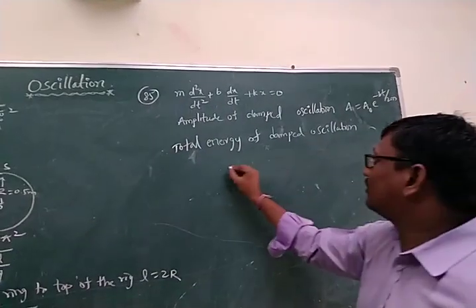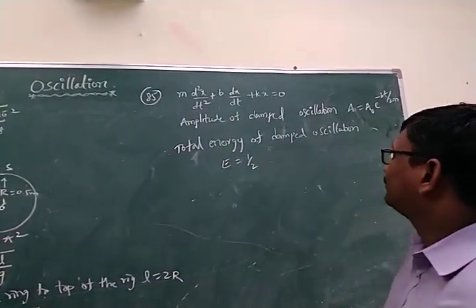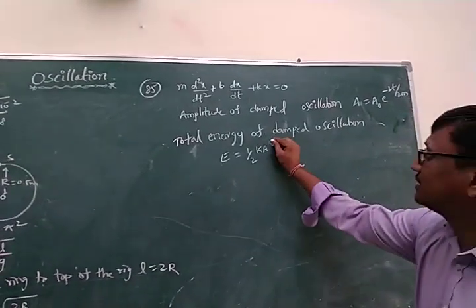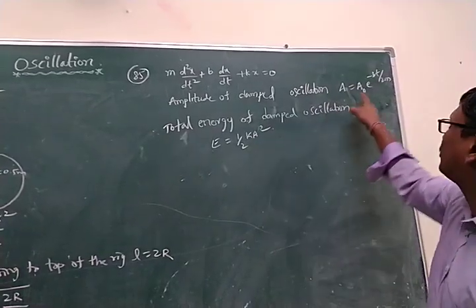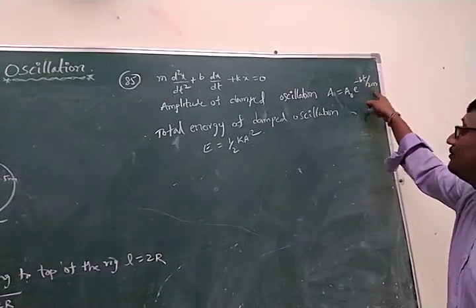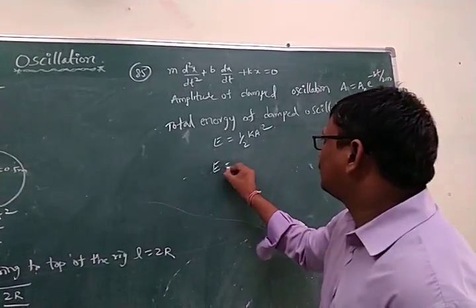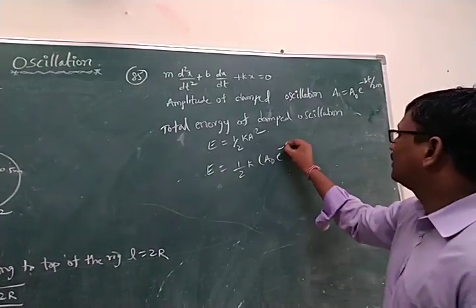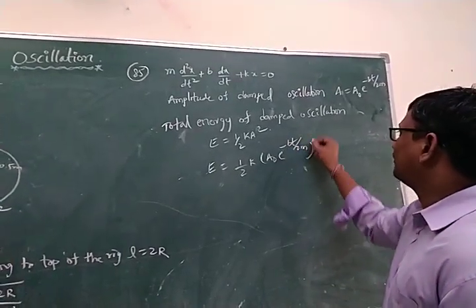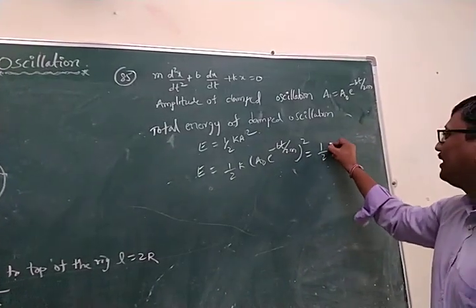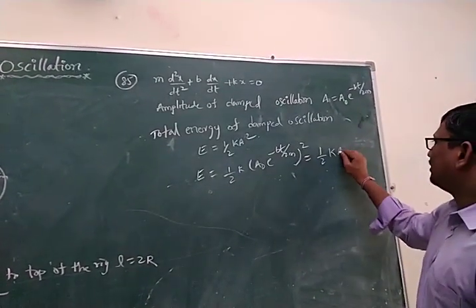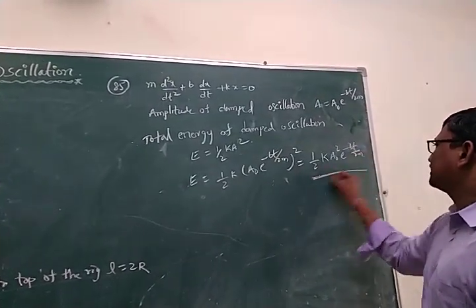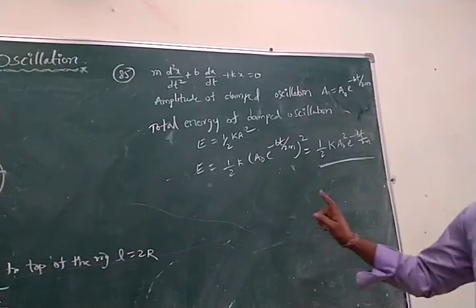That is E is equal to 1 by 2 k into A square. This is for the damped oscillation. But A is equal to A naught into e to the power of minus bt by 2m. Now substitute here. E is equal to 1 by 2 k into A naught into e to the power of minus bt by 2m whole square. That is equal to 1 by 2 k into A naught square e to the power of minus bt by m. See, this is the total energy of damped oscillation.